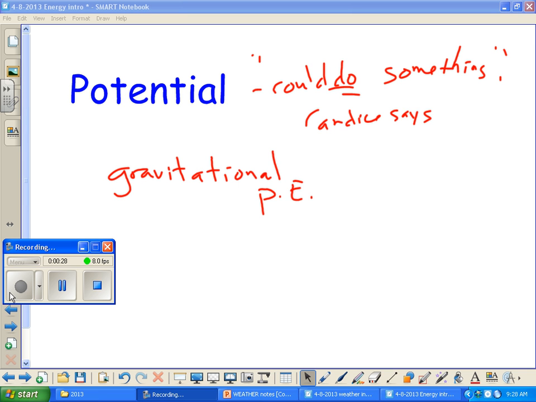Because it's higher. Height's a component, isn't it? As we lift this desk higher and higher and higher, we would give it more potential energy, wouldn't we? Okay, what else?